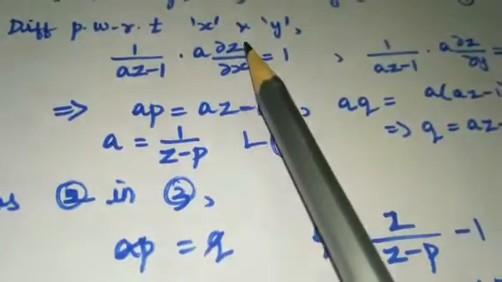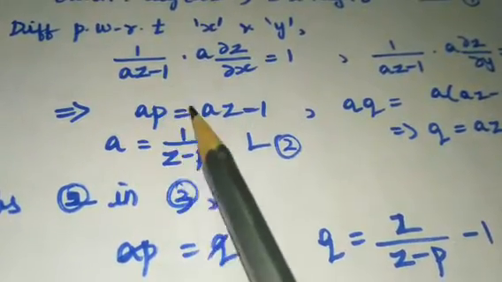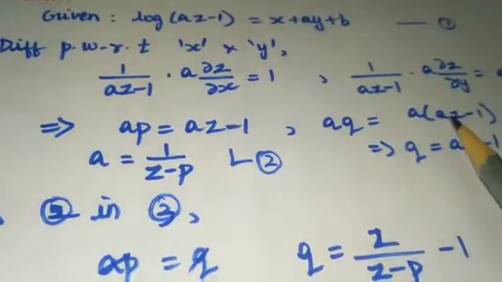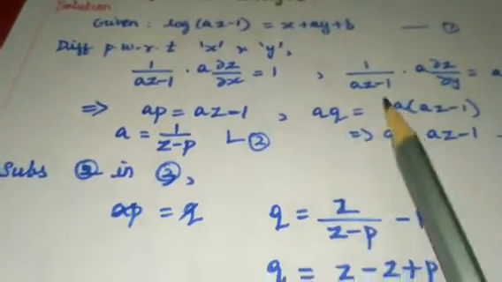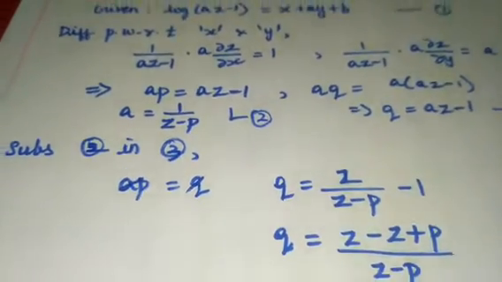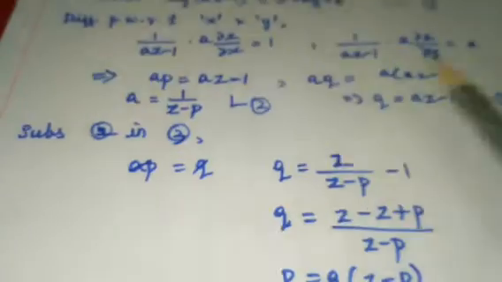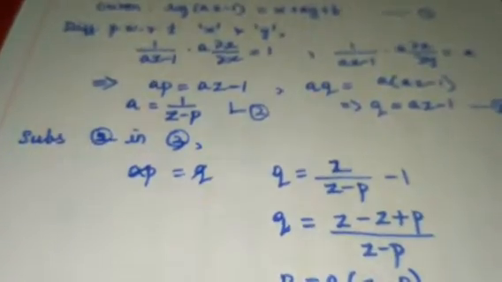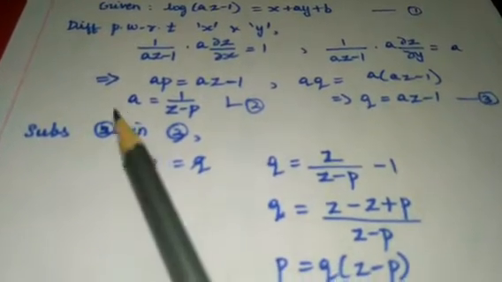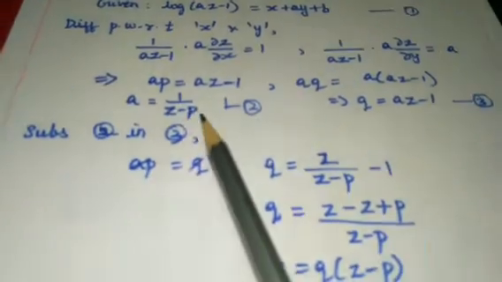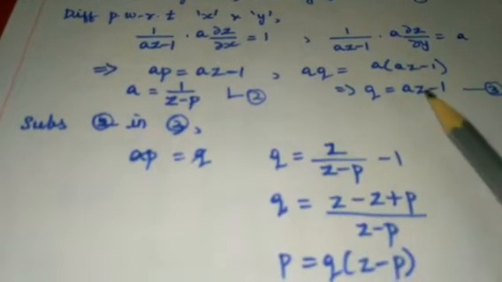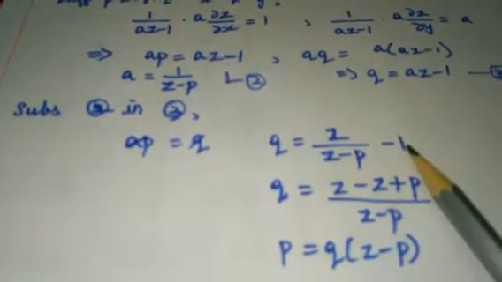So from this, we put ∂z/∂x equal to p, therefore ap is equal to, when cross multiplied, az − 1. Here aq is equal to a into (az − 1). So from this we can get a is equal to 1 by (z − p), and q is equal to z − 1. So substitute this second equation in the third. So here a is equal to 1 by (z − p). So substitute this a in here. So therefore q is equal to z divided by (z − p) minus 1.